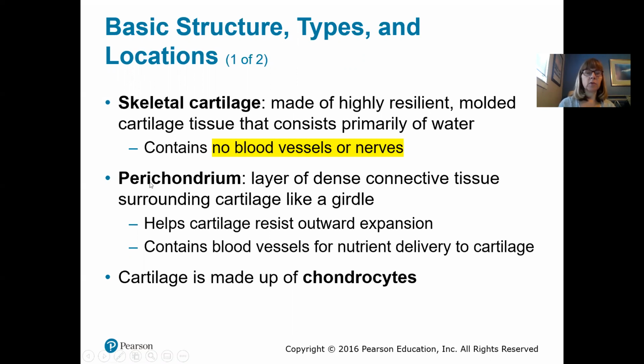Remember, as we break down the words, perichondrium: the peri means surrounding. This is the layer of dense connective tissue surrounding the cartilage, acting like a girdle. The key thing is that it helps resist outward expansion, and it supplies the blood vessels and delivers nutrients to the cartilage. When we think about the cells that make up the cartilage, breaking down the word again, cytes refers to cells and chondro refers to cartilage. Those are the cells that make up cartilage.